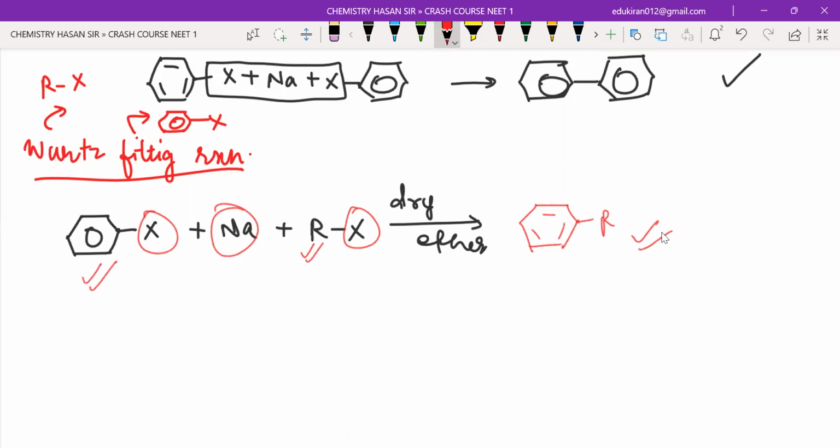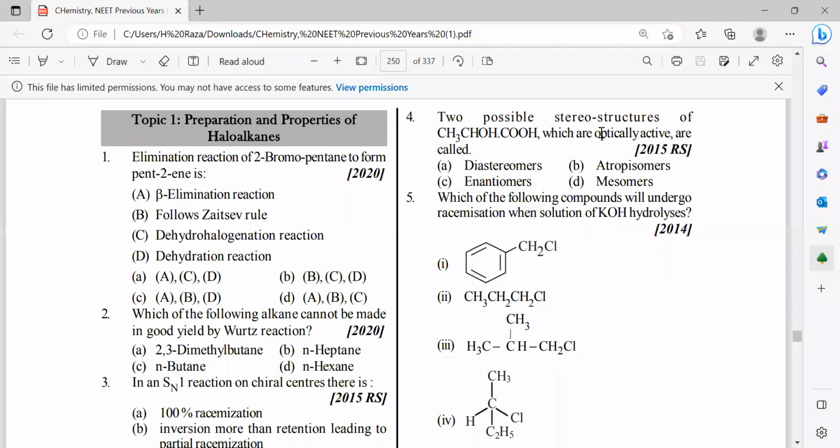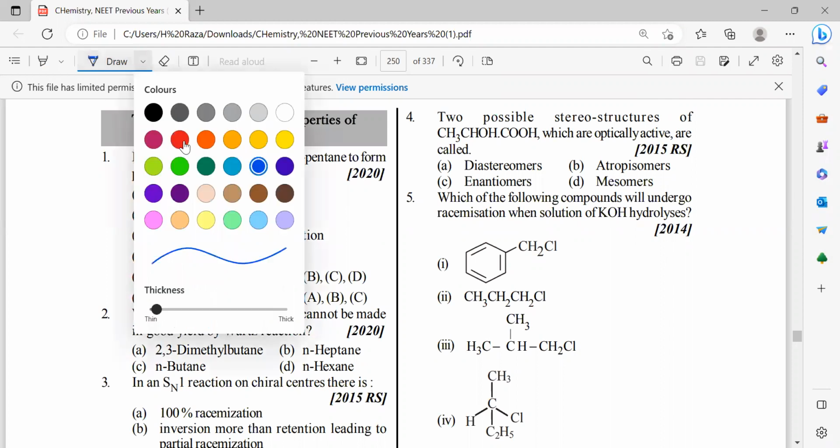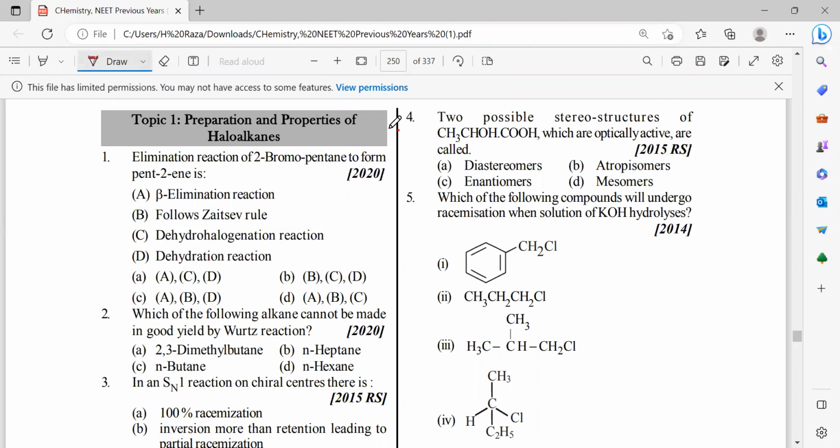Is that clear? Yes, sir. Sir, let me know if you are able to see the screen, another screen. Are you able to see the new screen? Yes, sir. Okay. You are going to do these questions. 1, 2.